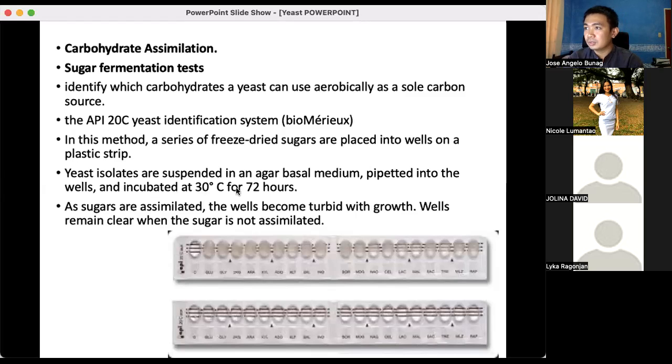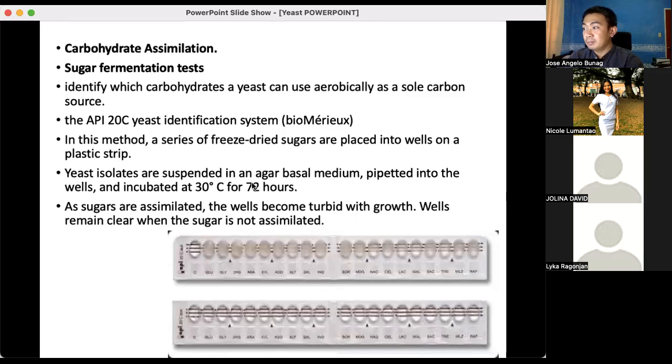So as you can see here, we have an automated system. This is known as your API 20C yeast identification system by Biomerieux. So in this method, we have freeze-dried sugars that are placed into wells on a plastic strip, and your yeast isolates are suspended in the agar basal medium, and then it will be pipetted into the wells and incubated at 30 degrees Celsius for 72 hours.